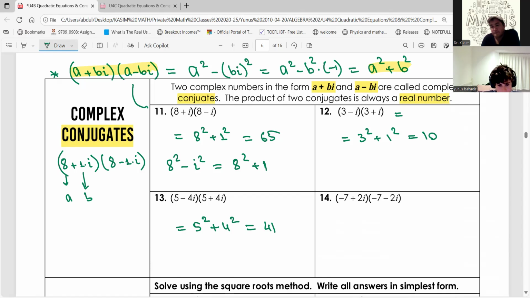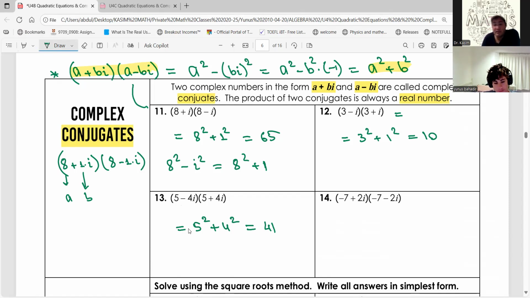Okay, so I get 5 squared plus 4 squared because a is 5 and b is 4, the coefficients. I squared is negative 1, and in the middle minus times negative 1 becomes positive. Is 41 just the addition of both of them? Yeah, that's the result of this expression.